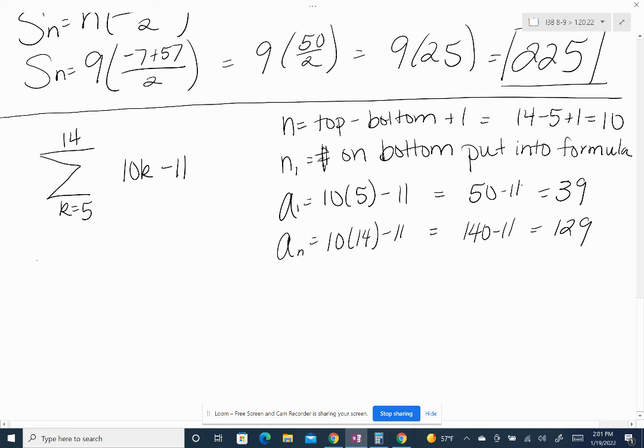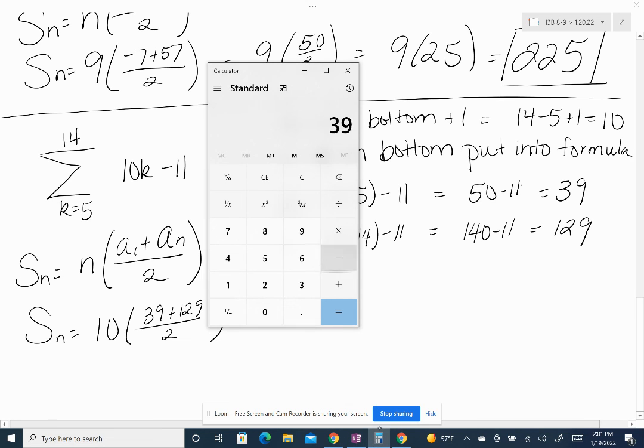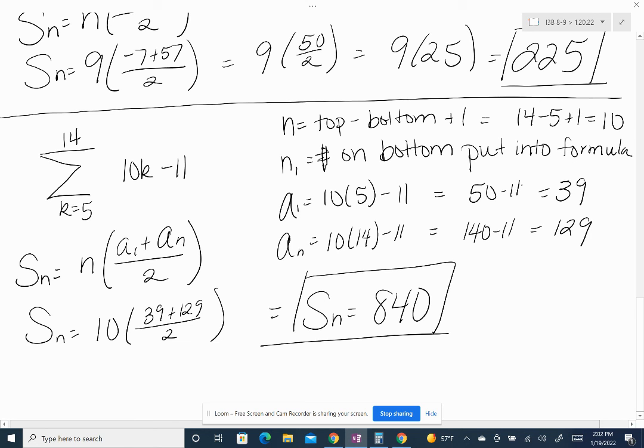So we're going to put it back in our original formula. So S of n, for our summation formula, is equal to n times A1 plus AN over 2. So our n is 10. And then 39 plus 129 divided by 2, times 10 gives me 840. And that would be your final answer.